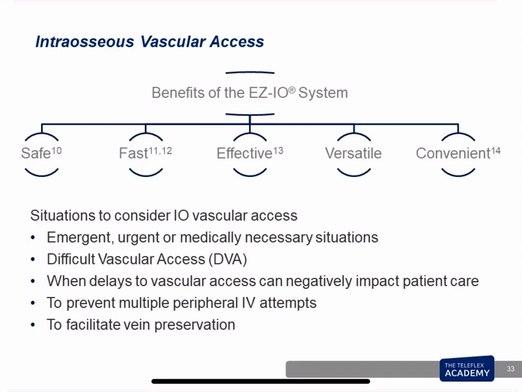So consider using IO access in expanded situations. Definitely use the proximal humerus when you're able to feel landmarks appropriately, and consider using the EZ-IO because it's just a really easy and safe, effective device.